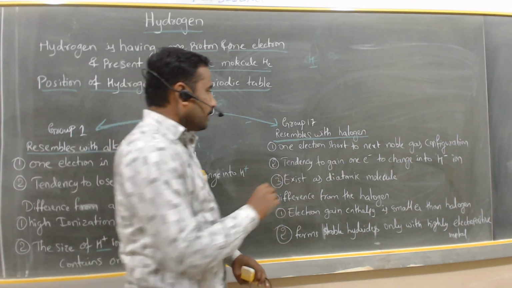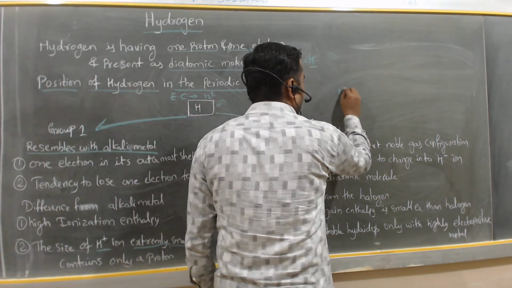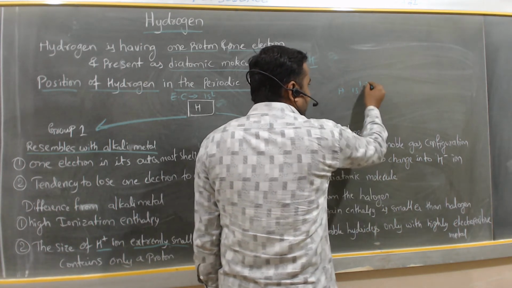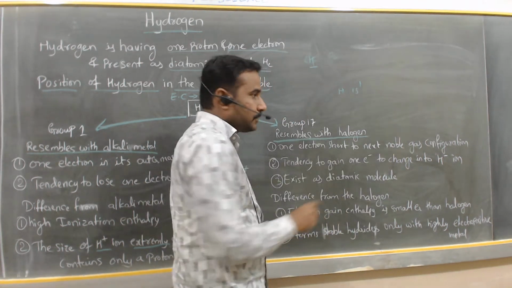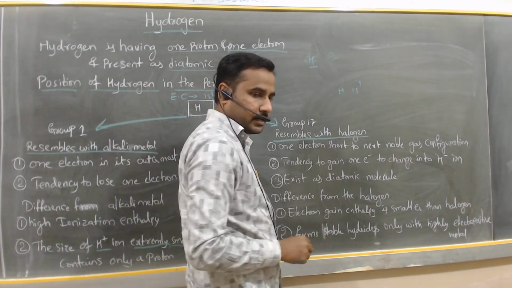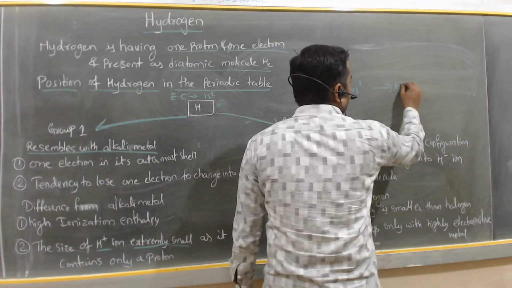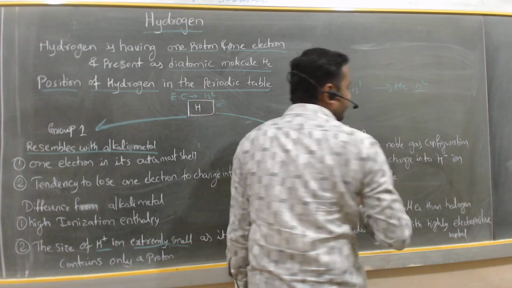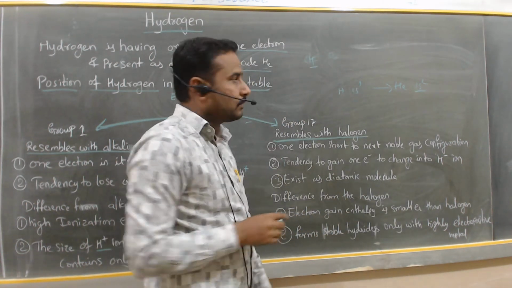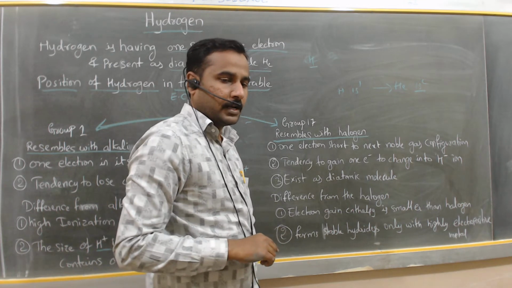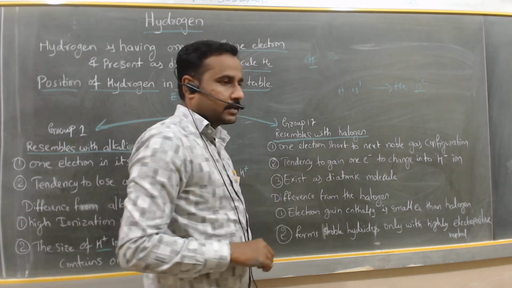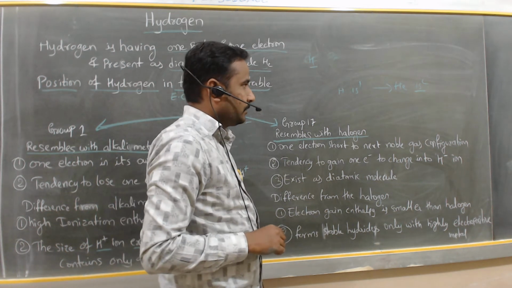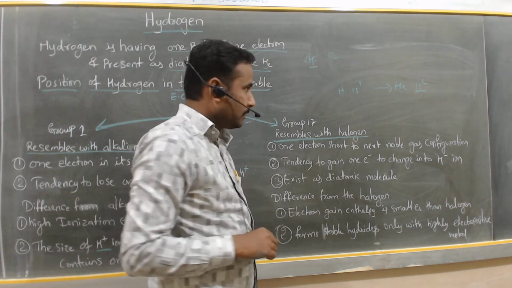Suppose I write hydrogen, 1s1, the electronic configuration. When you add another electron to hydrogen, it becomes helium. Why? The electronic configuration is 1s2. Helium has 2 electrons, hydrogen has 1 electron. So when you add one electron to hydrogen, it becomes the noble gas electronic configuration.